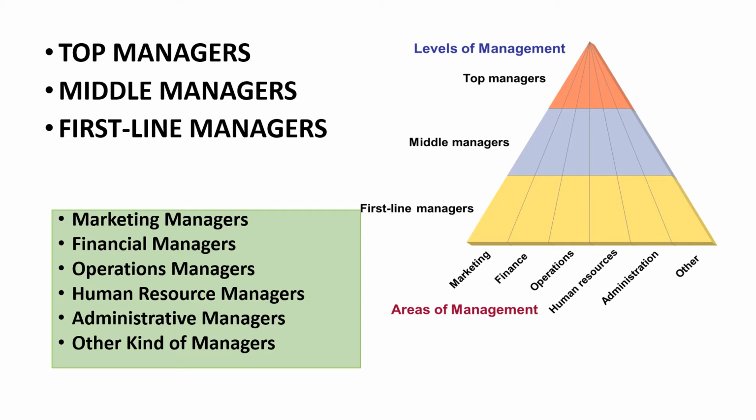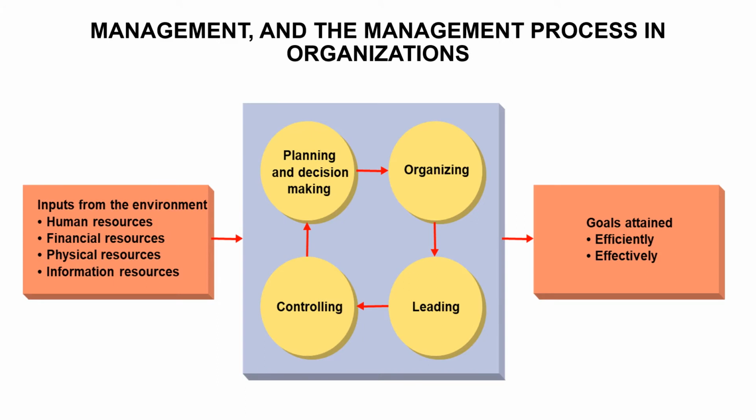And other kinds of managers, especially those managers who have specialized managerial positions directly related to the needs of the organizations. So those are the types of managers. Now, let us go to the management process in the organization. Regardless of level or area, management involves the four basic functions of planning and decision making, organizing, leading, and controlling. These are the four areas of management.